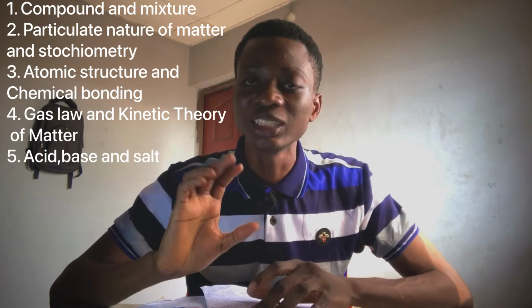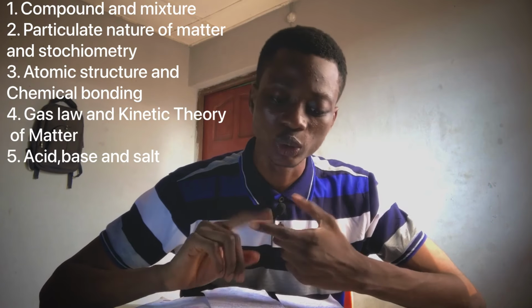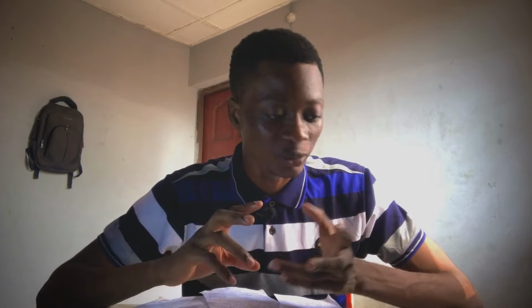Next topic is acid, base, and salt. In acid, base, and salt, you should learn the types of acids, strong acid and weak acid, strong base and weak base. You should learn the neutralization reaction, how to calculate hydrogen and hydroxyl ion concentration, how to use these values to find the pH of a particular solution, and how to use indicators, litmus paper, and other indicators which are often forgotten. If it is an acid, what color change will you observe in the litmus paper or the other indicator you are using? Salt is also a very common question.